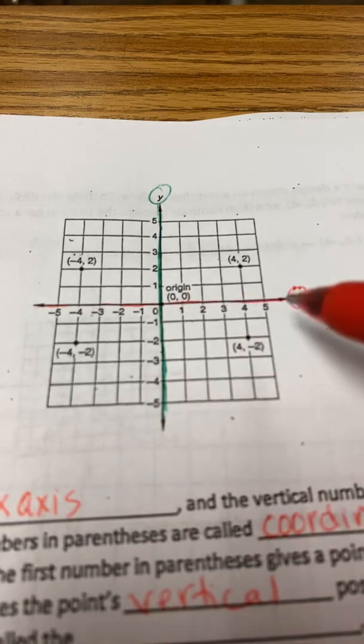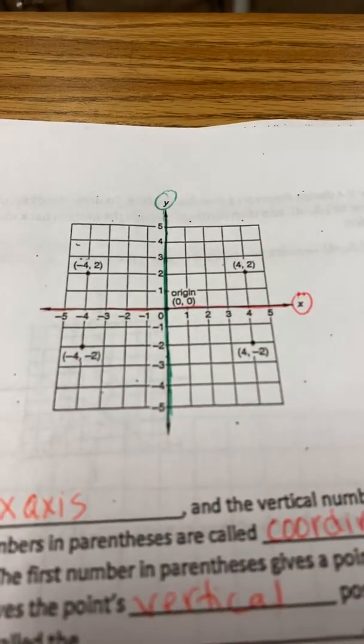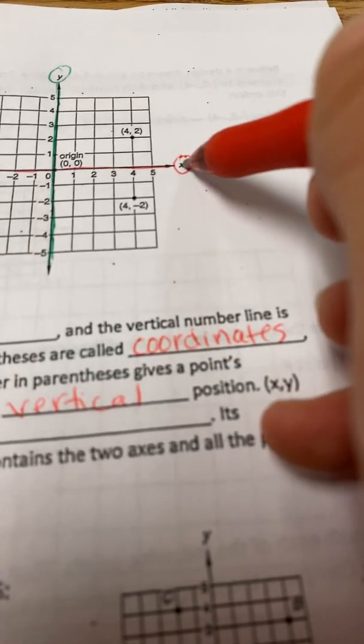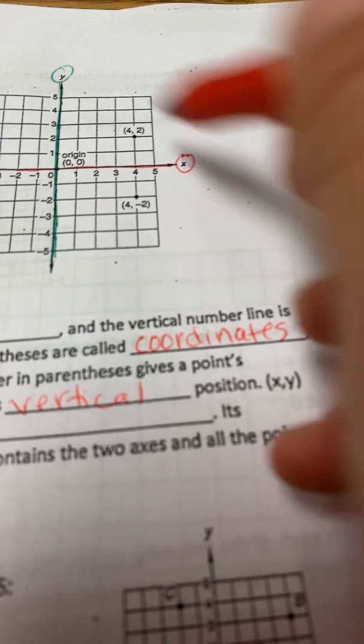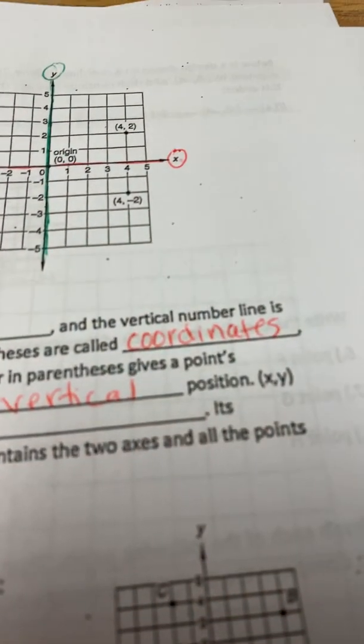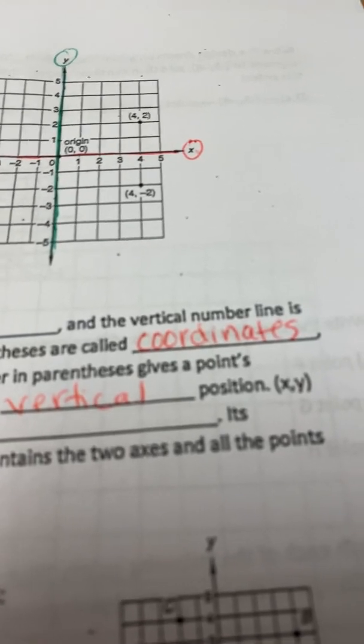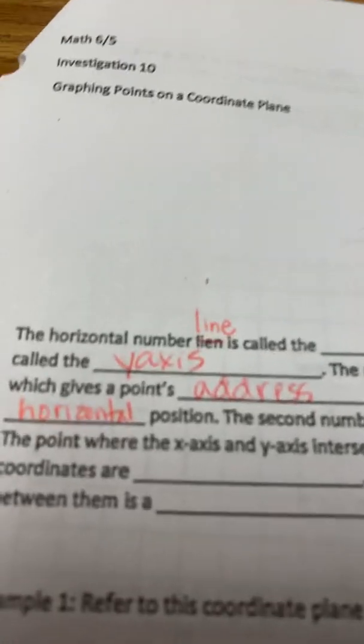So wherever the red line and the green line meet is the address or the coordinates. And that is called x comma y. And so whatever it is on the x-axis, that's the number that comes first. Whatever it is on the y-axis, that's the number that comes second. And you can remember which one comes first because x comes before y in the alphabet.